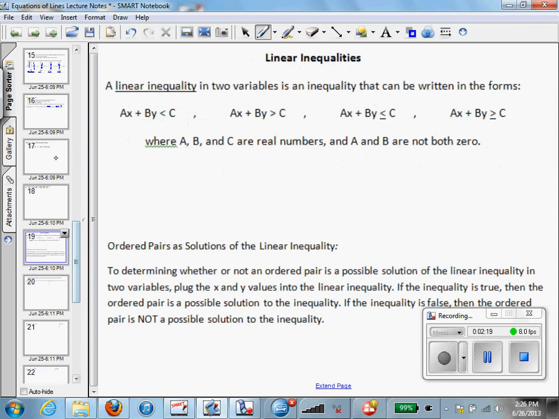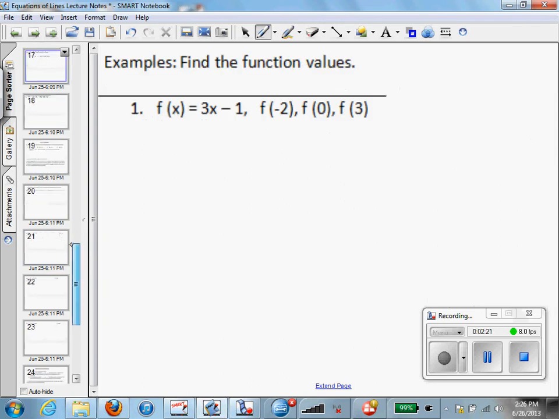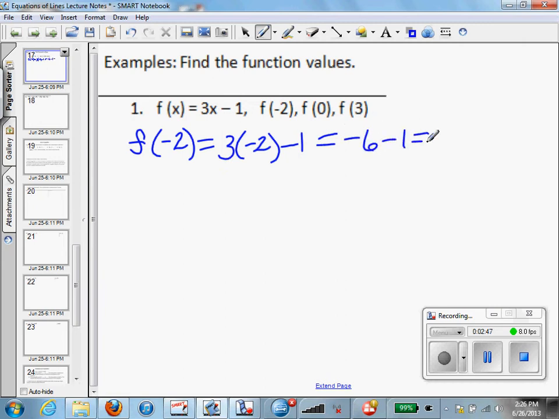To do some examples with this, we have a function of 3x minus 1. We have 3 different function values. So first, if we are to take into account f at negative 2, take 3, replace that first x that we see with a negative 2, minus 1. And if we fully evaluate that, that is 3 times negative 2, it's negative 6 minus 1 is equal to negative 7.